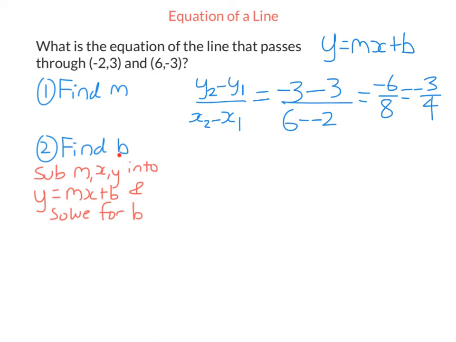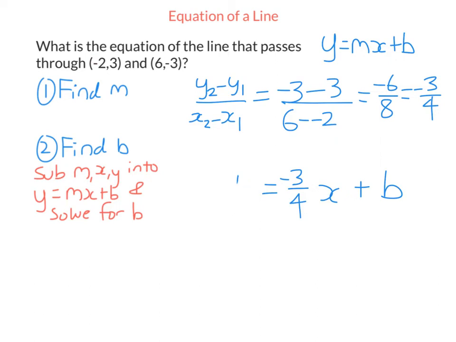The second step is I need to find B. So to find B, I take my equation y equals mx plus b. What I'm going to do is substitute. So I'm going to substitute m for the value I just found. I just found m, the gradient, is -3/4. So to find b, I need to substitute a value for x and y. That will come from either of these 2 points. It doesn't matter which one. I'm going to choose this one. So here, x is -2, y is 3.